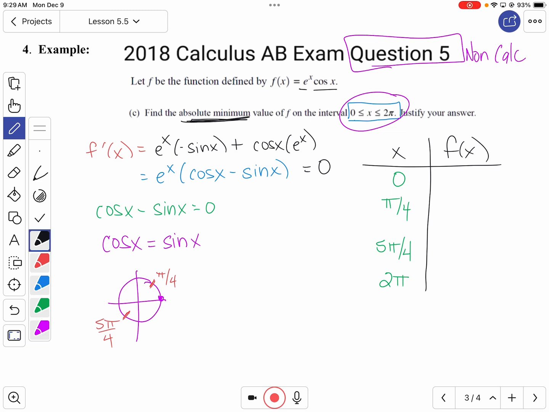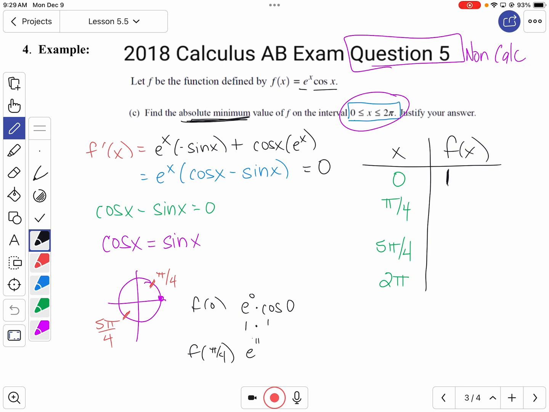Let's go up here and plug it into the original function. I'm going to have e to the 0 times the cosine at 0. Well, what's e to the 0? 1, and the cosine at 0 is 1, so I get 1 as my y value. I'm just plugging it into the equation. This is f at 0. Then we're going to do f at pi over 4.